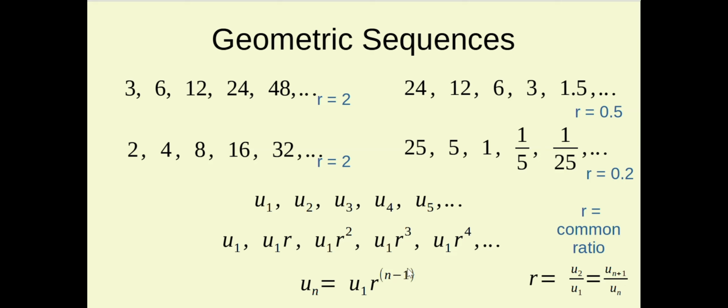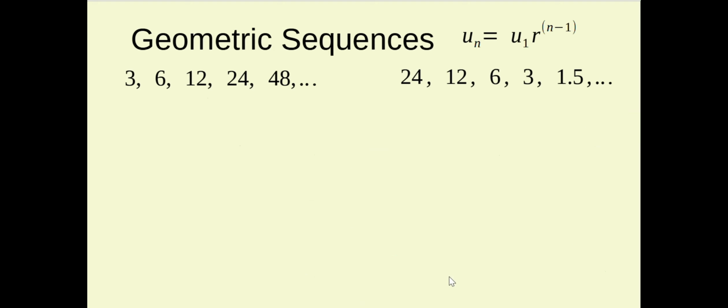So the first term, 1 minus 1 is 0, R to the 0 is 1, it's just U1. The second term is U1 R to the 1. Third term is U1 R to the 2. Fourth term, U1 R to the 3. So this is the formula for general term. So let's quickly see how to apply that.